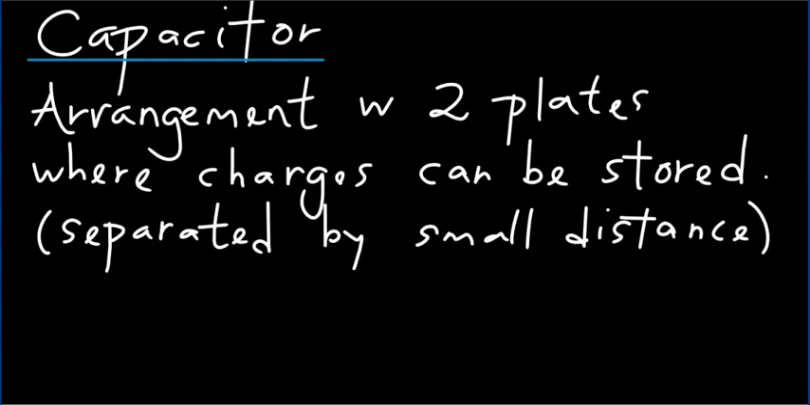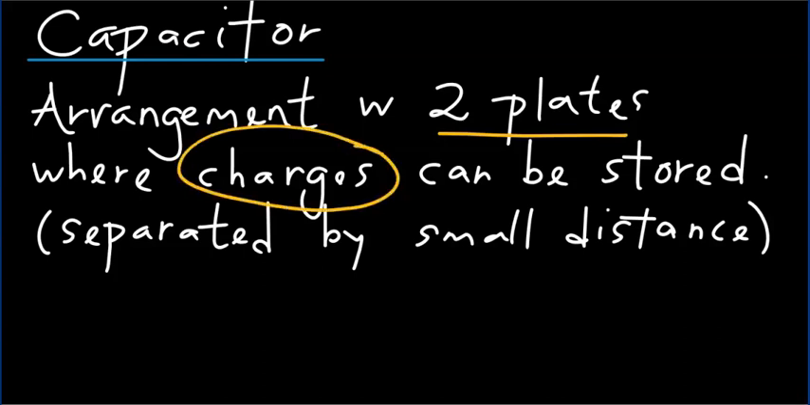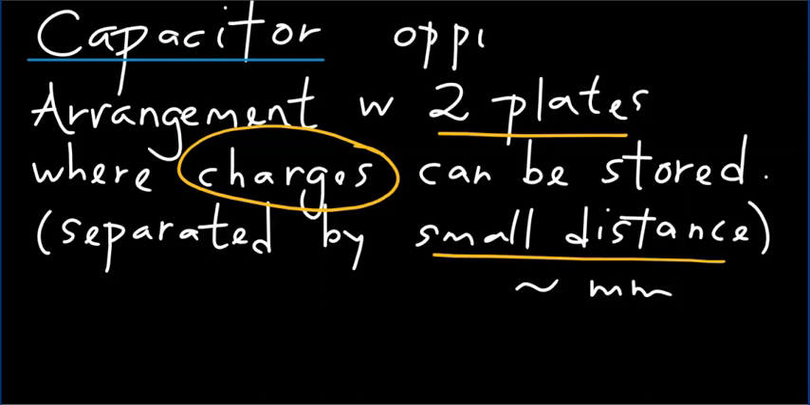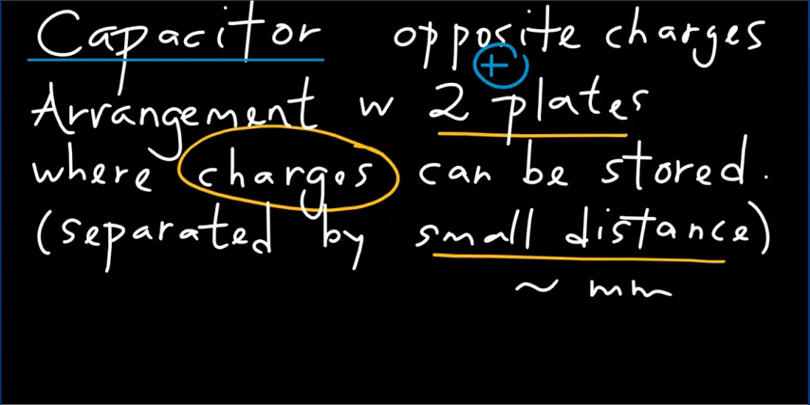Let's begin with capacitor. A capacitor is an arrangement with two plates where charges can be stored on these two plates. And these two plates are usually separated by a very small distance, say in the range of millimeters. The two plates in a capacitor usually contain opposite charges. On one plate, there will be positive charges, and on the other plate, there will be negative charges.